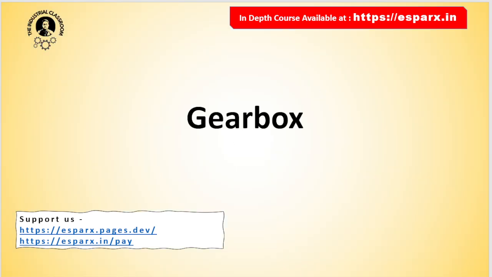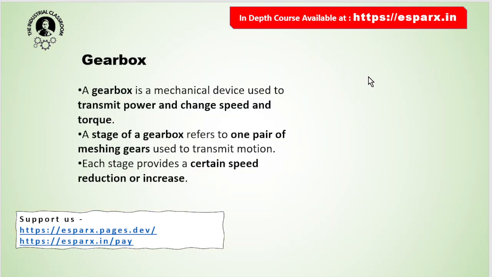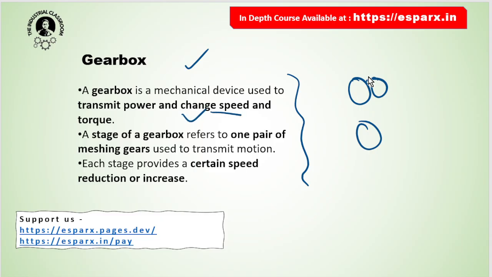Now moving on to the gearbox. What is a gearbox? Whenever we come to the gearbox, remember that it's defined similarly to gears. In gears we are talking about a single gear, but in a gearbox we talk about a larger unit, right? There is a main difference which we will look into in the next topic. A gearbox is a mechanical device used to transmit power and change speed and torque, which is what we learned in gears.